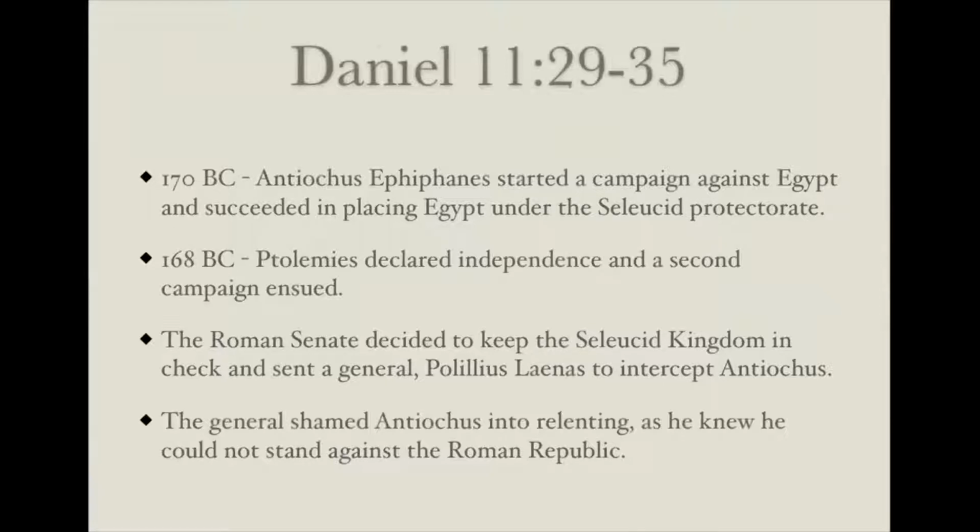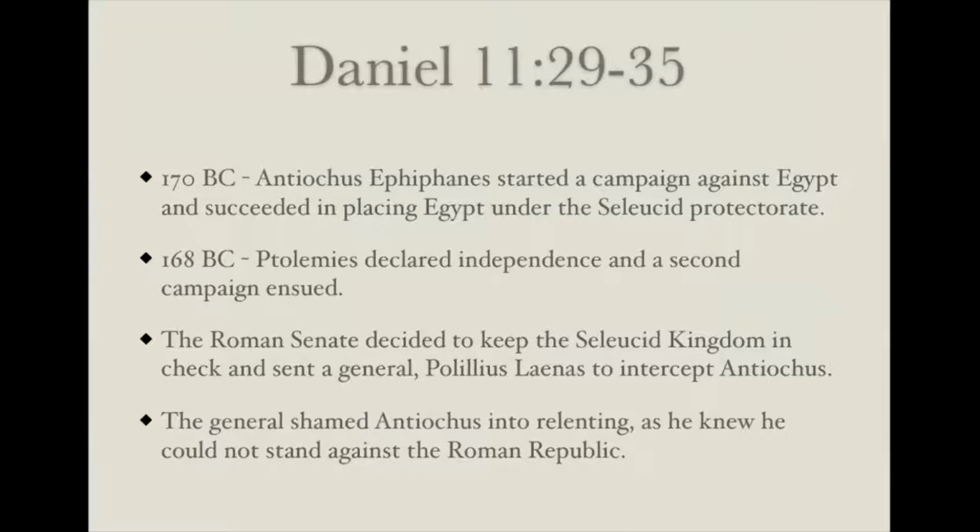Okay, Daniel 11:29-35 says, "At the appointed time he will invade the south, but this time the outcome will be different from what it was before. Ships of the western coastlands will oppose him, and he will lose heart. He will turn back and vent his fury against the holy covenant. He will return and show favor to those who forsake the holy covenant. His armed forces will rise to desecrate the temple fortress and will abolish the daily sacrifice. Then they will set up the abomination that causes desolation.